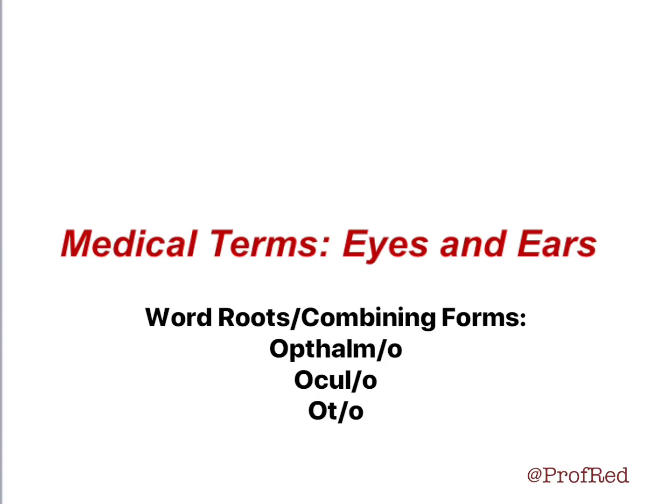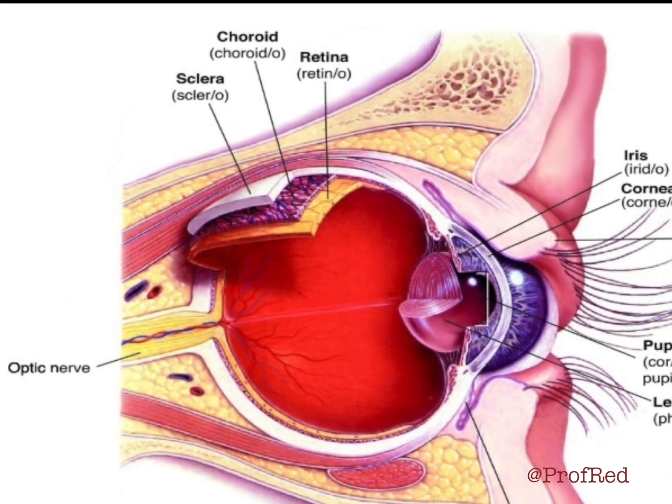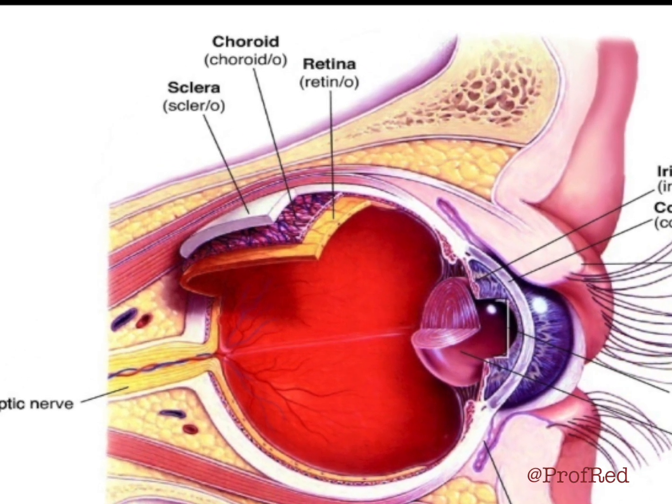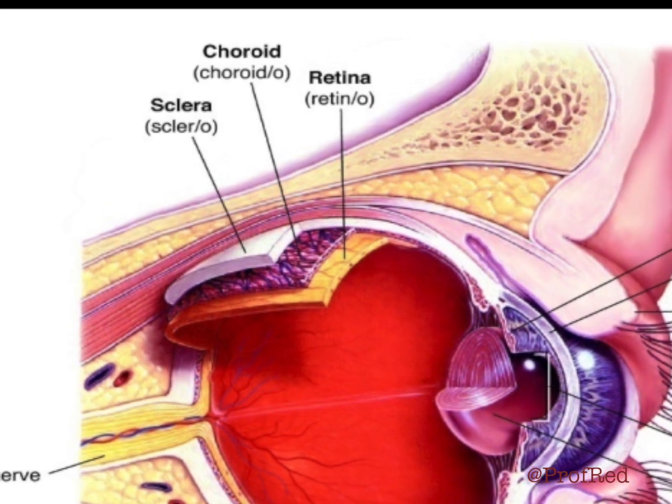Medical terms for eyes and ears. Our main word roots are ophthalmo and oculo for eyes and oto for ears. We're going to start off with this diagram which shows you the different structures of the eyeball. And not only that, it also gives you the combining form for every single structure.